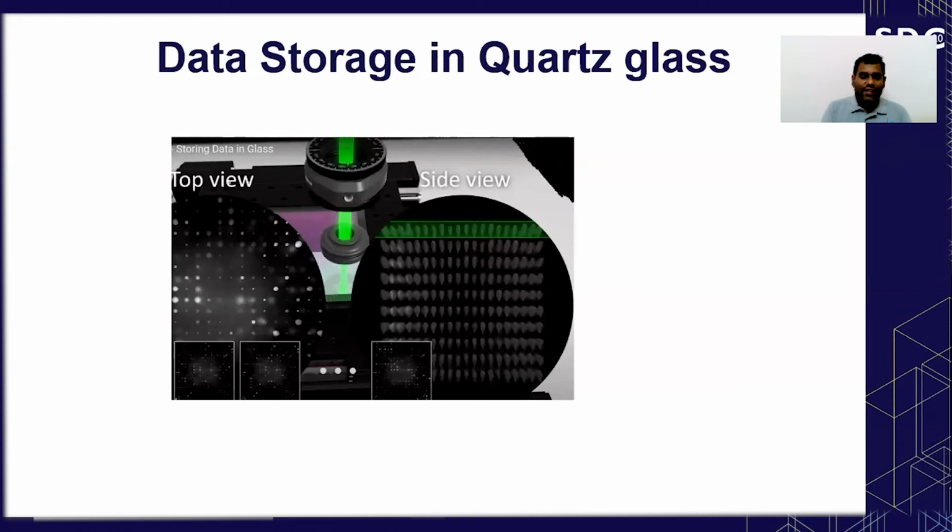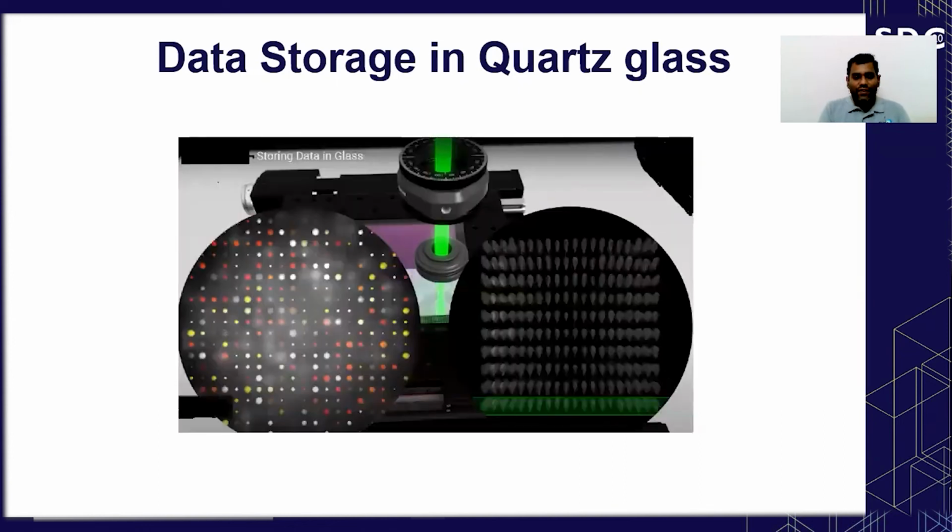In the same way, it reads the data in all the layers in the voxel. Here, this represents the multiple layers of the voxels. After it reads all the voxels across the multiple layers, then finally we are able to retrieve the original data.